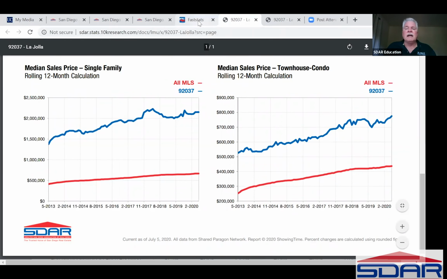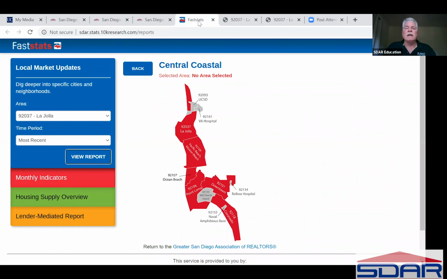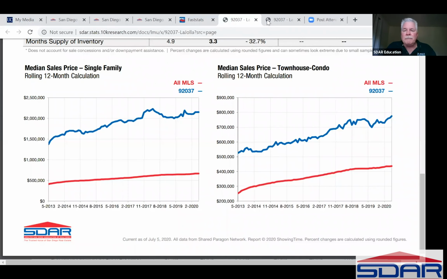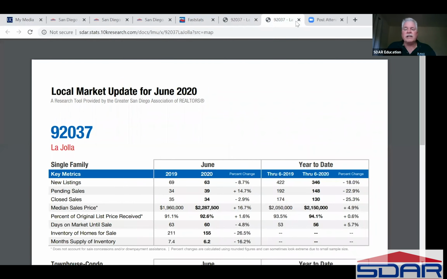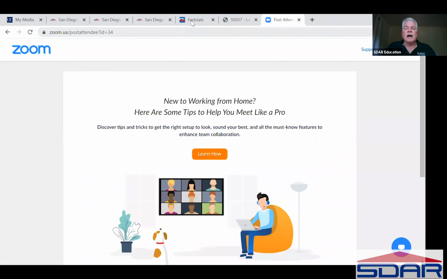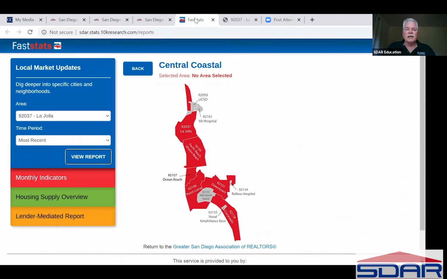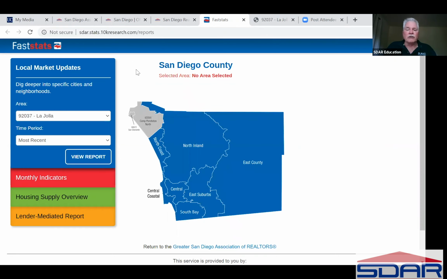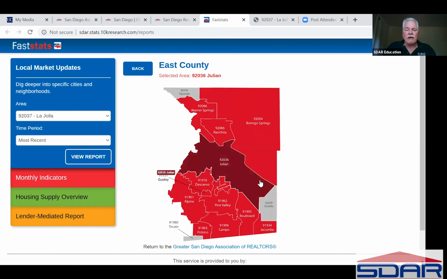And again, please feel free to send this result to people as you create it. Send it to people, but please do not send them the link to how to get it. Okay. So those are my local market updates, and I can go back. I can click on the back button, and I can look in East County, and it's going to give me all these. Everybody see what I'm doing?